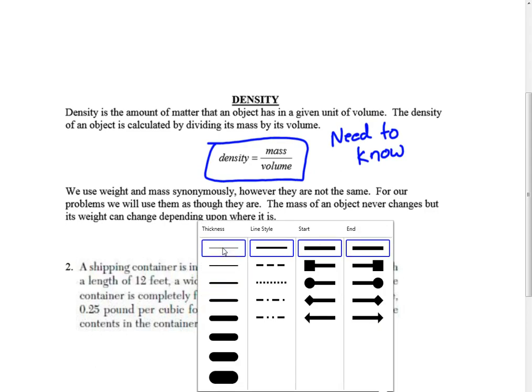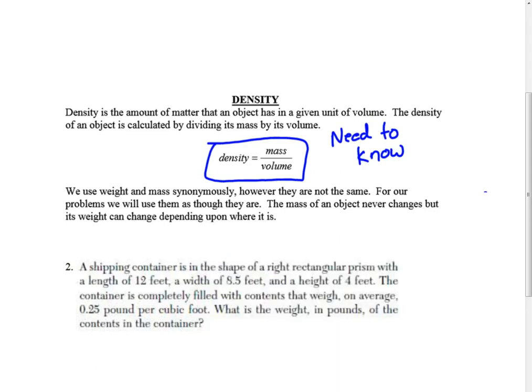So we use weight and mass synonymously, however they're not the same. In our problems we will use them as though they are. The mass of an object never changes, but its weight can change. The classic example is if you were to weigh yourself on the moon versus on the earth, you'd be much lighter on the moon because of gravity, but you would have the same density. So again, the formula for density is mass divided by volume.